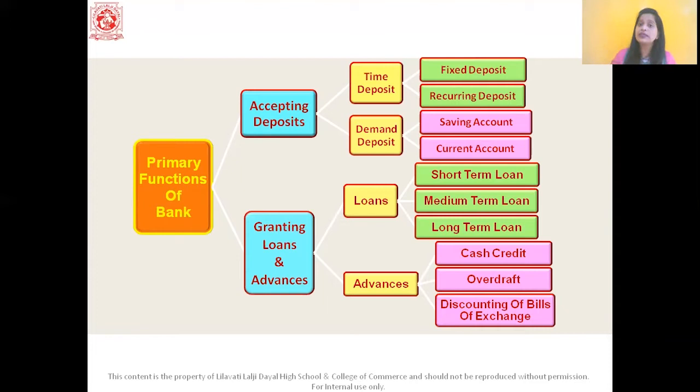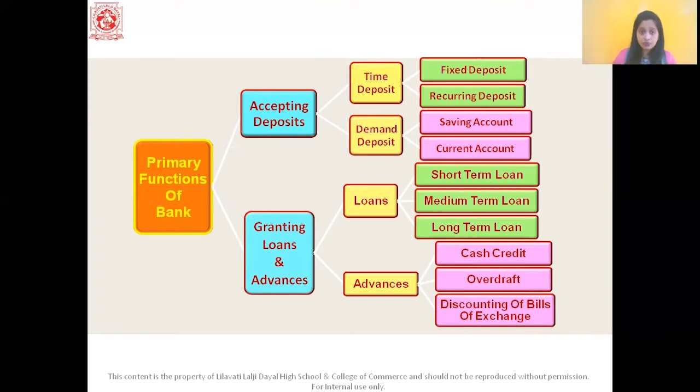Now students, under time deposit, you have fixed deposit and recurring deposit. Fixed deposit is kept fixed for a particular period of time, and recurring deposit recurs again and again. Next one is demand deposit. You have saving account and current account. Saving account is normally opened by individuals who want to save money in the bank. Current account is normally opened by businessmen.